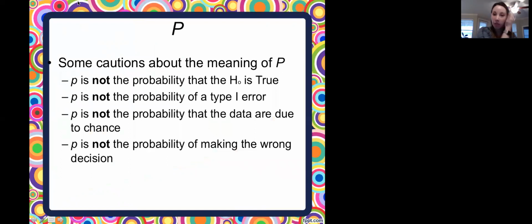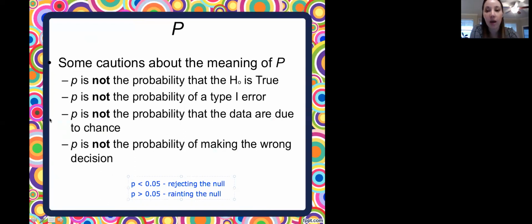So here are some notes about P. We talked a little bit about P. Remember that our goal is to get P of less than 0.05. In this case, we are rejecting the null. And if we have a P of greater than 0.05, we are not rejecting. We are retaining the null.